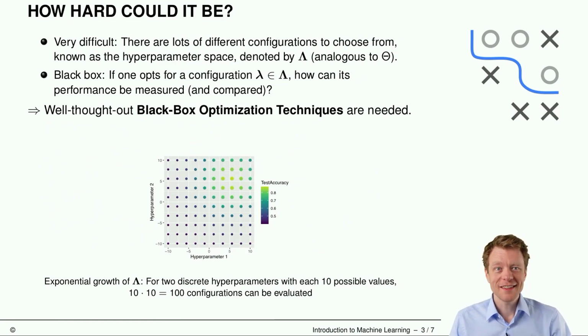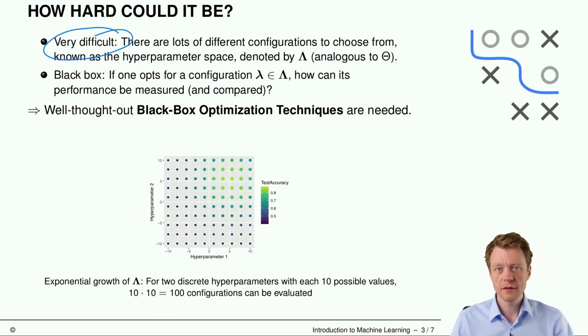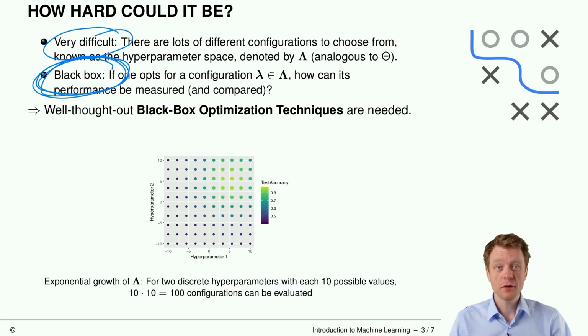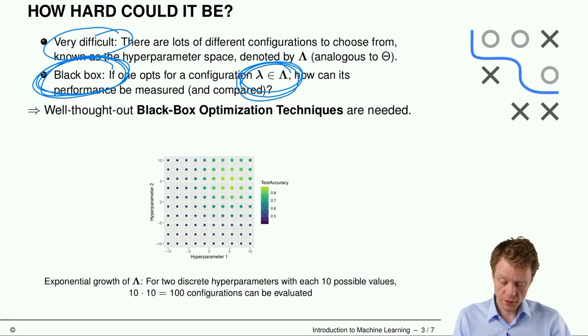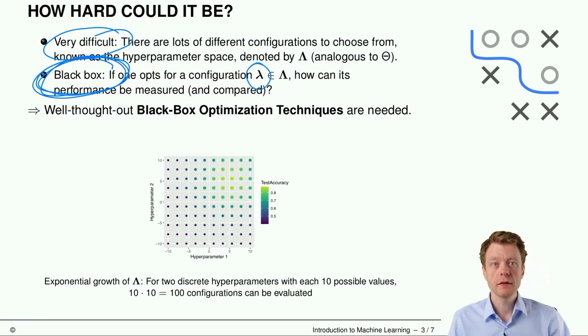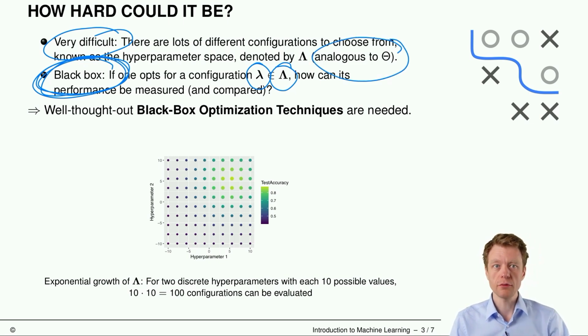Is tuning hard? Is it easy? It turns out that tuning can be rather difficult, so it doesn't have to be difficult for all the learning algorithms. But the problem is that this is a black box optimization problem. So the question is, how can we measure and compare the performance of different hyperparameter combinations lambda? Just to fix the notation here, the small lambda is one concrete hyperparameter configuration, and capital lambda is the hyperparameter space, analogous to capital theta, which is the parameter space of the model.